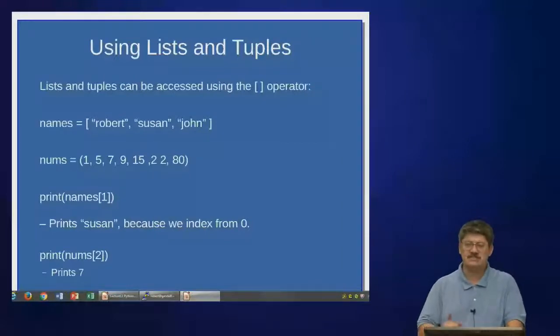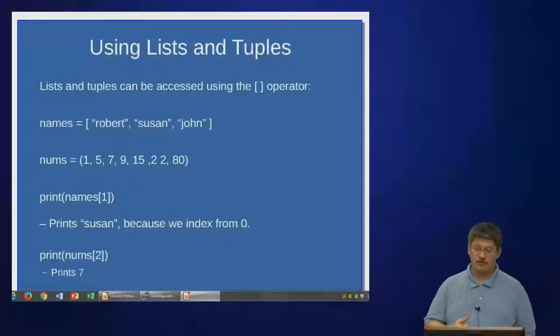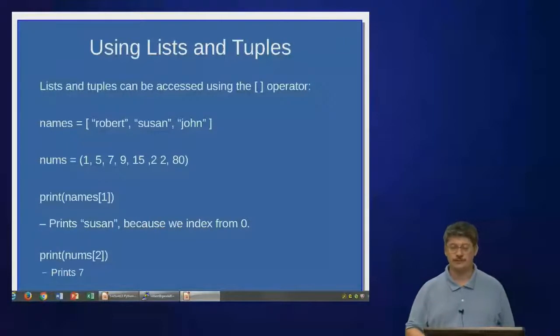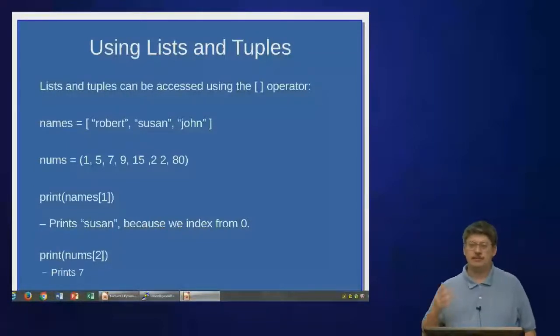Now, why does it print out the second item when I asked it for item 1? Well, in computer science, we count from 0. So the first item is in position 0. The second item is in position 1. So Susan is in position 1. So Robert, position 0, Susan, position 1, John, position 2. I know that's a little confusing, but you'll get used to it as you work with it.